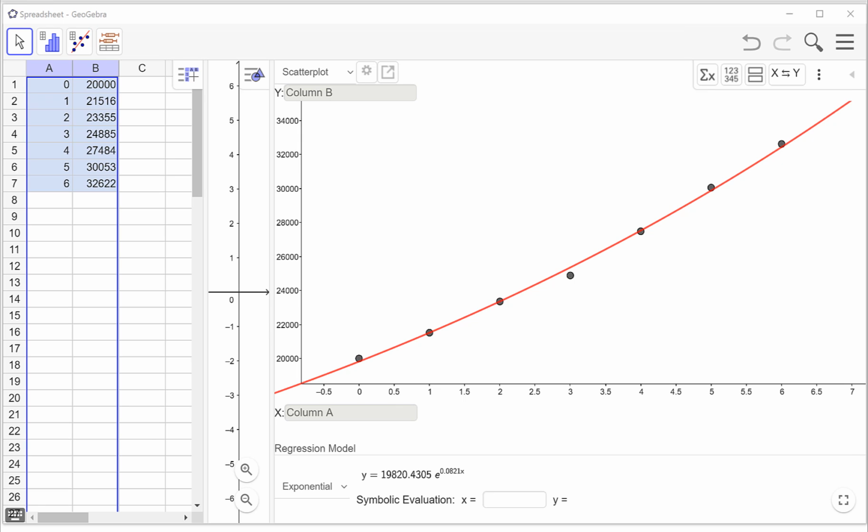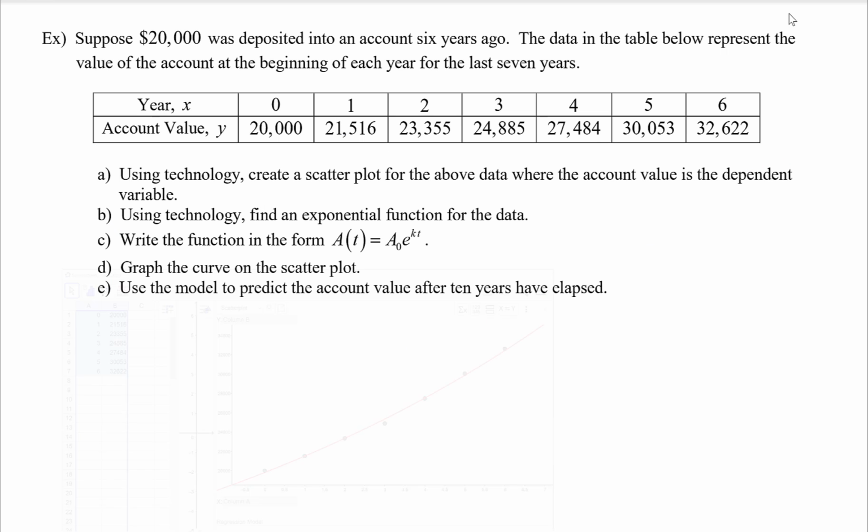Okay, now we're going to use this information to answer a few questions about this data set. So let's go back to part A. Using technology, create a scatter plot for the above data where the account value is the dependent variable y, which we did. B, using technology, find an exponential function for the data. We have that too, so we'll go ahead and make note of that.